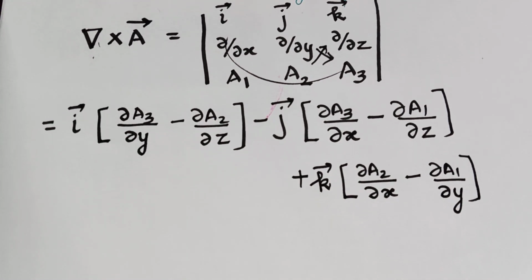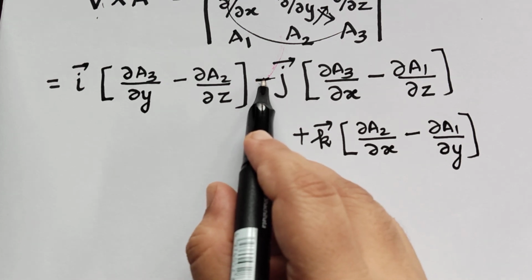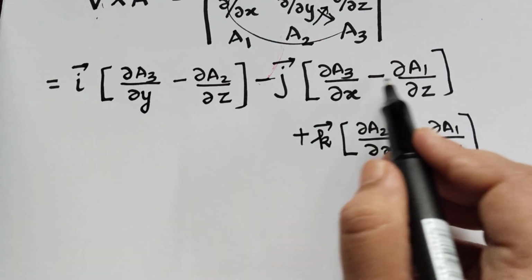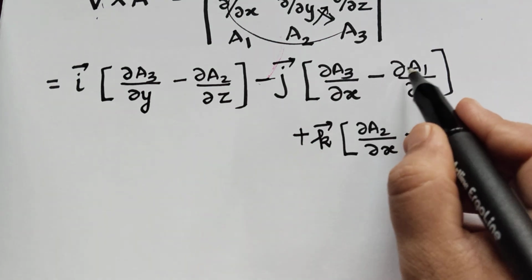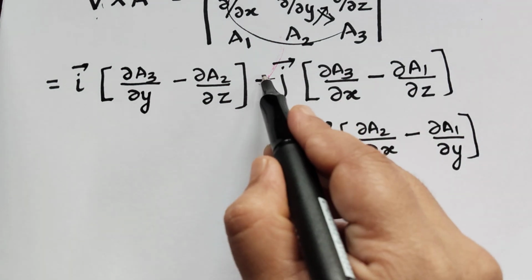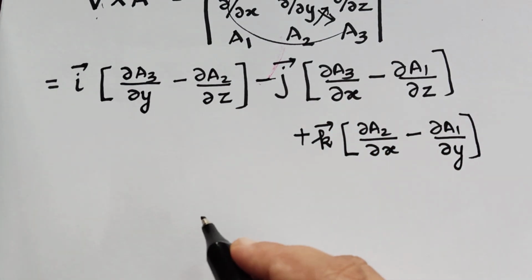And now I want to keep this as a positive quantity. So if I want to make it positive, I can multiply this negative sign within the bracket, and this can be rewritten as dou a1 by dou z minus dou a3 by dou x, and here it will become positive in that case. So I am just making that change.